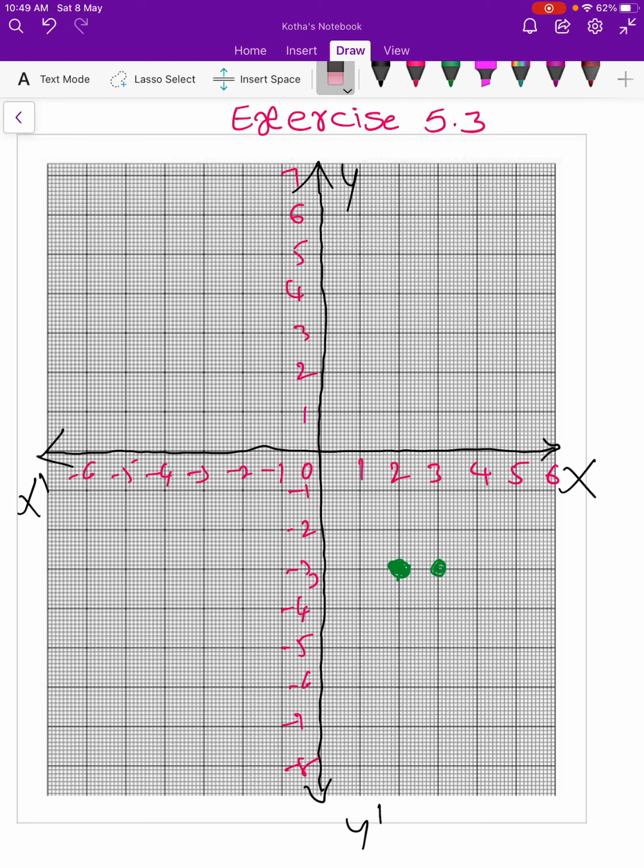Next, one more. We have -1, 4. On the x-axis, this is -1, and on the y-axis we want 4. So this is 4. Where these two lines touch each other, obviously here. So this is the point for -1, 4.